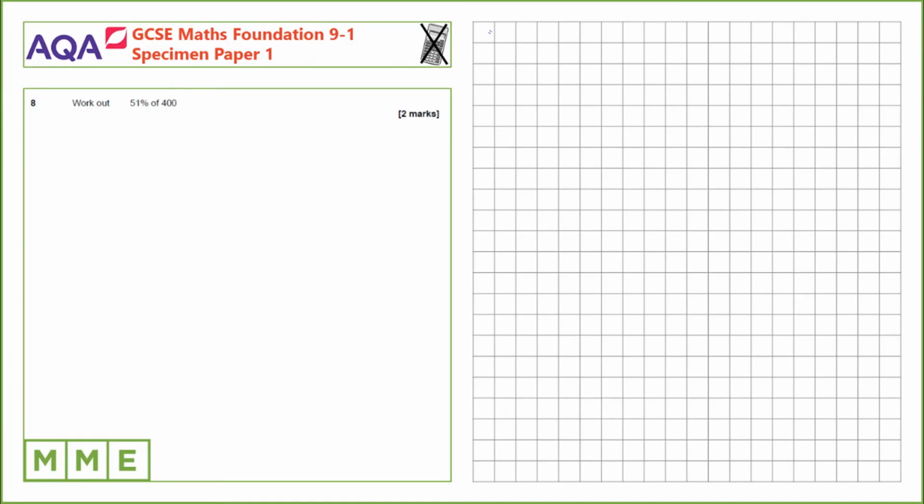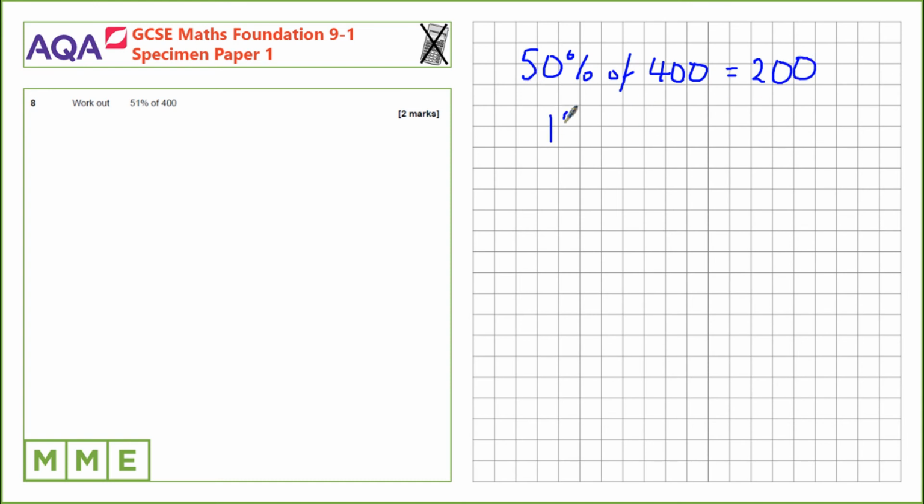Question 8. Work out 51% of 400. In order to do this, it's useful to find percentages that we know and go from there. So for example, 50% of 400 is quite easy. We multiply by a half to get 50%. So 400 times a half, that's 200.